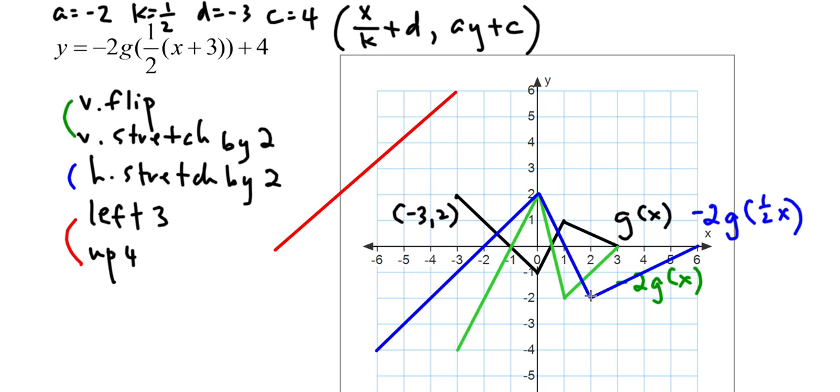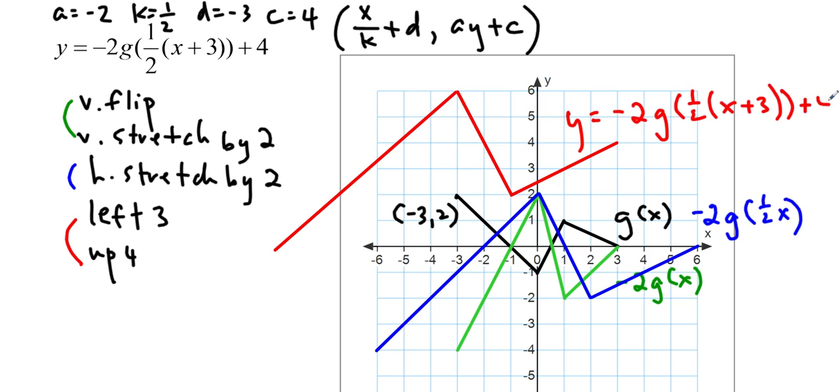This point moves left 3, 1, 2, 3, and up 4, 1, 2, 3, 4. So moving from here to here. Sorry, let me do that again. And this one moves again, left 3, 1, 2, 3, and up 4, 1, 2, 3, 4. And there you go, that's my finished graph. Label it y equals -2 g of 1/2 (x plus 3) plus 4.